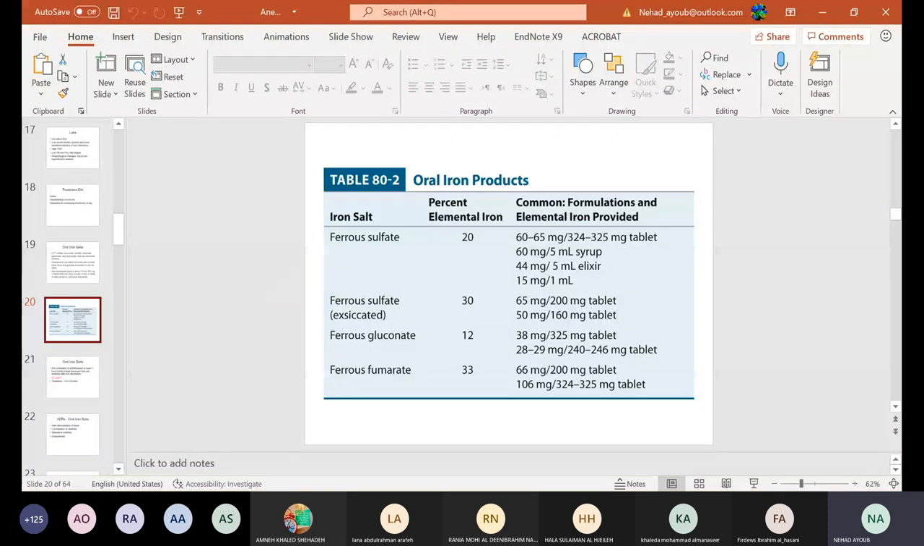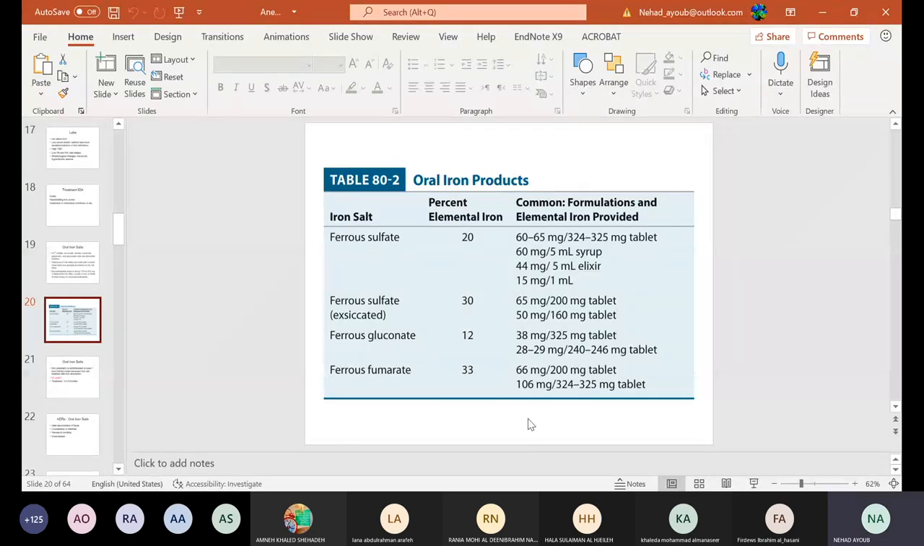Therefore I can give the same amount of elemental iron using different salts, but you have to keep in mind which formulation makes it more convenient. It is preferable that the total daily dose of elemental iron is administered in 2 or 3 daily doses to enhance the compliance of the patient. Okay?